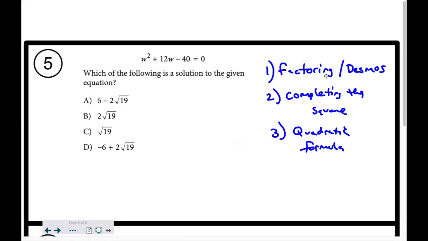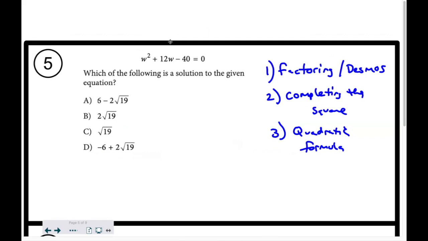Now, let's look at factoring. Does this factor? Well, no, for two reasons. One reason is because you can't find factors of 40 that add to 12 or -40. But if you just look at all the answers, they have a square root of 19, which is an irrational number. It automatically doesn't factor once you see that. So don't waste your time even trying to factor it. When you see the square root, it means we're going to be doing completing the square or the quadratic formula.